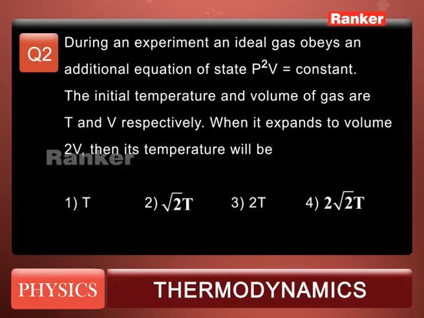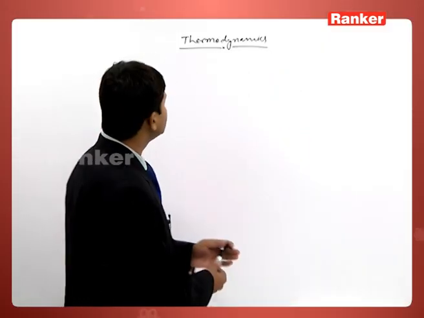Question number 2. The question is given as: during an experiment, an ideal gas obeys an additional equation of state, P square V is equal to constant. The initial temperature and volume of the gas are T and V respectively. When it expands to volume 2V, then its temperature will be. The first option is T, the second option root 2 T, the third option 2T, and the fourth option 2 root 2 T.